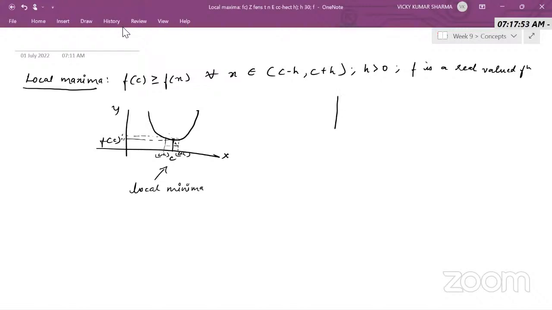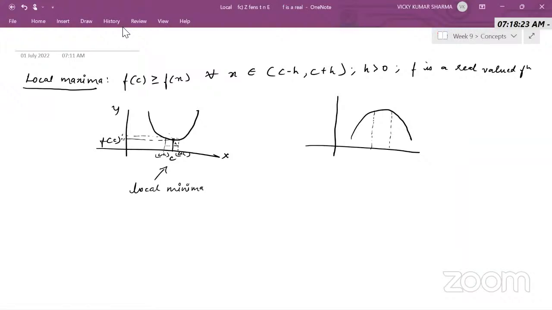If I take the same curve but a bit inverted and look at this part over here. Sir, can you please tell what is local minima? Is this the range or this is the point? I'm confused. Generally, when we say local minima, it actually means that point, not all the points between C minus h and C plus h. Just the point, C, where this is the minimum. That is the local minima.